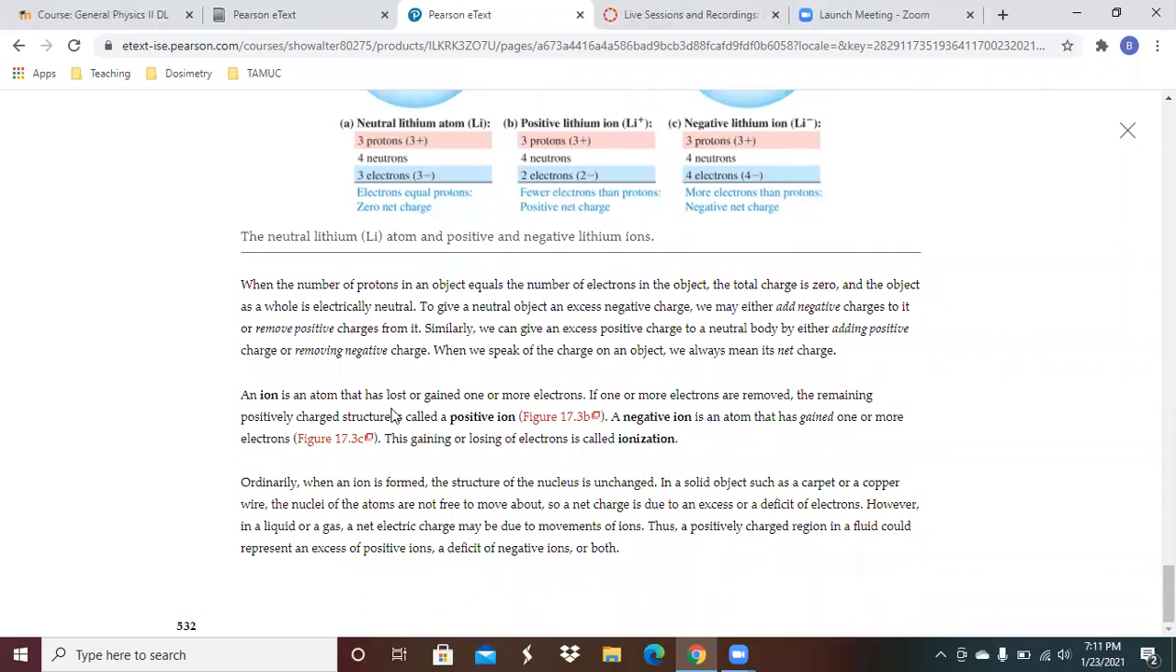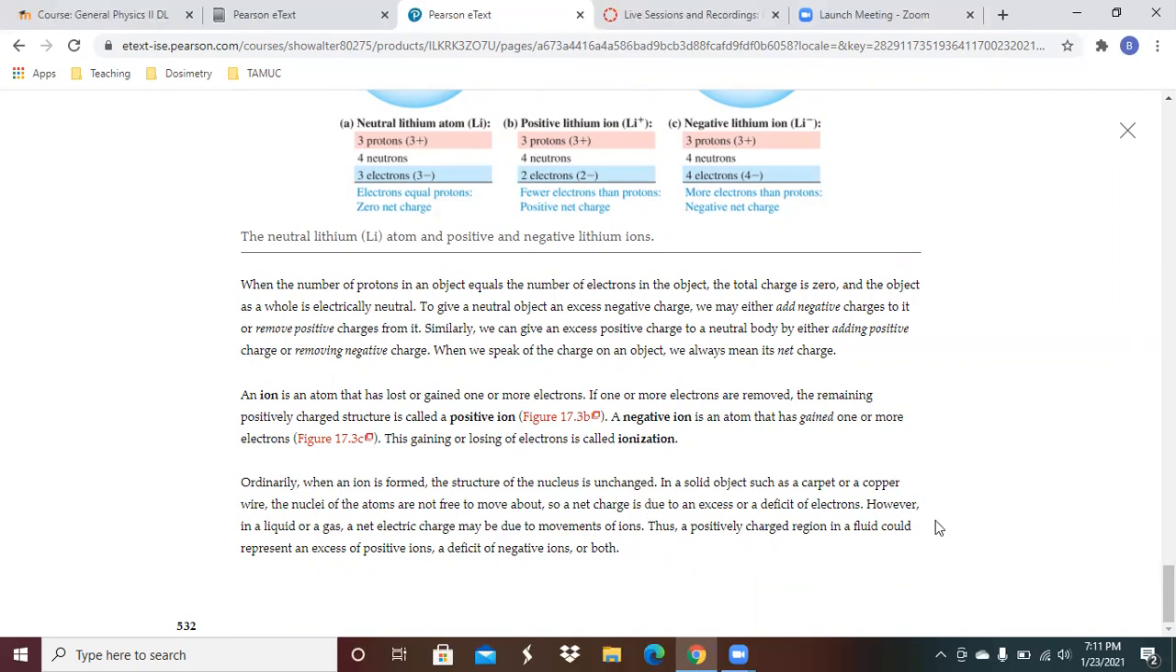So an ion is an atom that has lost or gained 1 or more electrons. If 1 or more electrons are removed, the remaining positively charged structure is called a positive ion. A negative ion is an atom that has gained 1 or more electrons. This gaining or losing of electrons is called ionization. Ordinarily, when an ion is formed, the structure of the nucleus is unchanged.